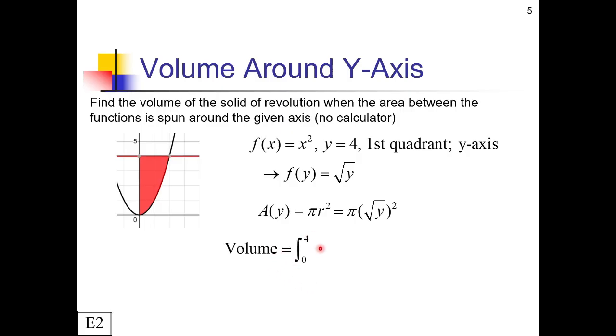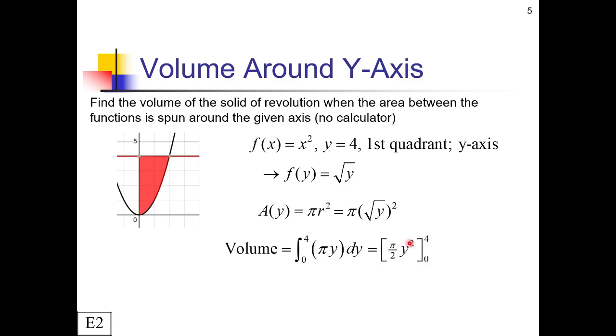So integral from 0 to 4 of a of y. Now I can simplify this a little bit, and no calculator, so I'm going to need to. This is just going to be pi times y. Square root and square cancel each other out. So we have pi y dy. And now let me take the antiderivative of this. The y bumps up to a y squared. Dividing by 2, we have pi over 2 y squared from 0 to 4.